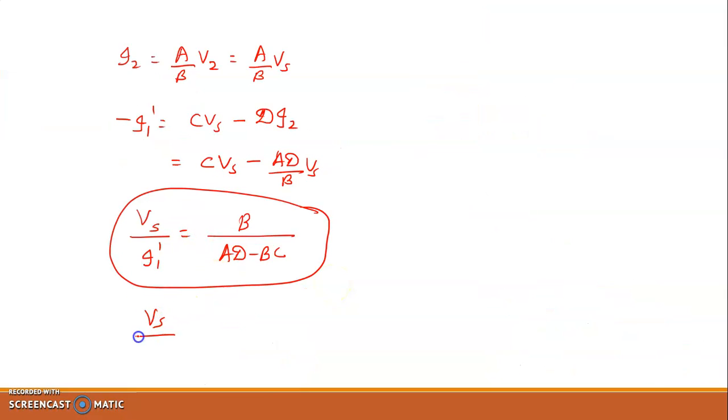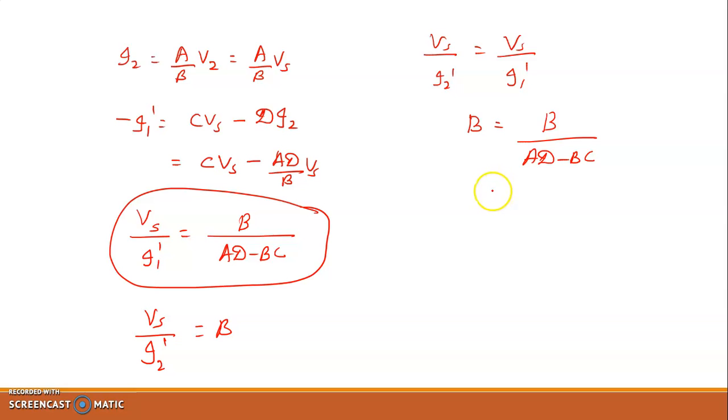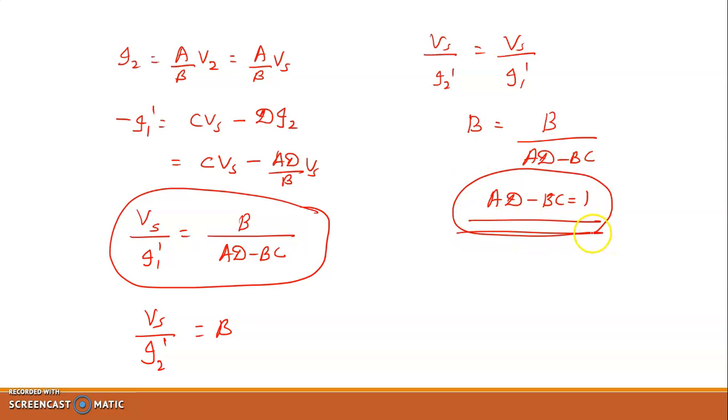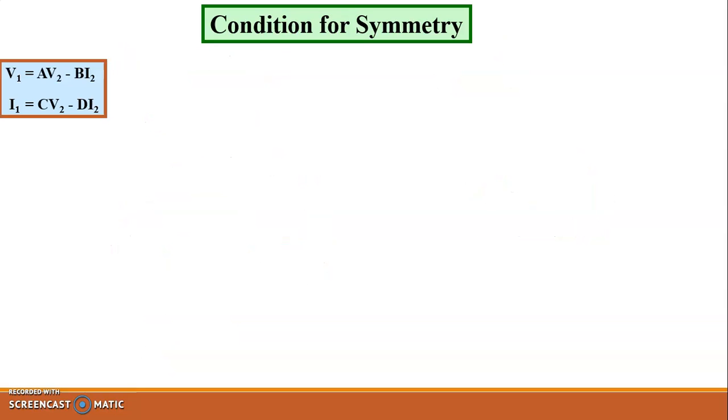So in the first case I have obtained Vs by I2 dash is equal to B. And the reciprocity theorem states that Vs by I2 dash will be the same as Vs by I1 dash. If that is true, then I can write B is equal to B divided by AD minus BC. Solving, I get AD minus BC equal to 1. That means the condition for reciprocity of a network in terms of ABCD parameters is that AD minus BC is equal to 1.